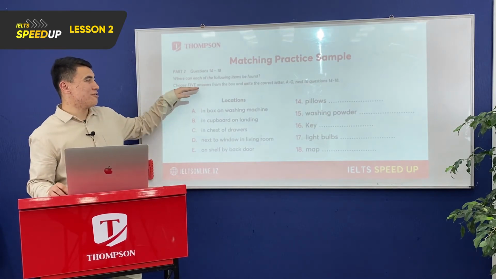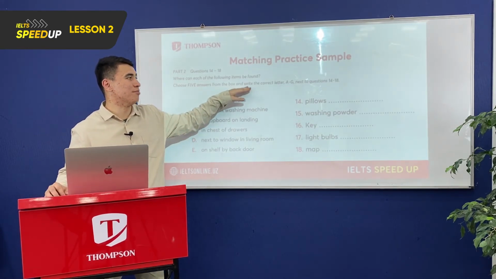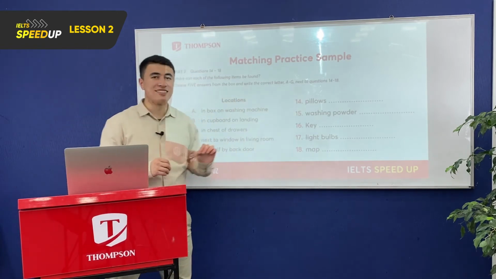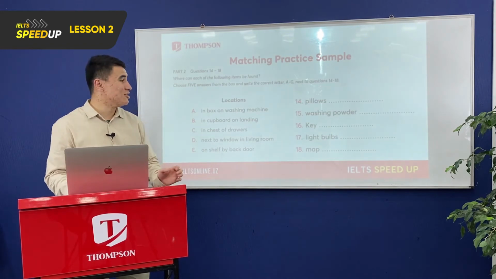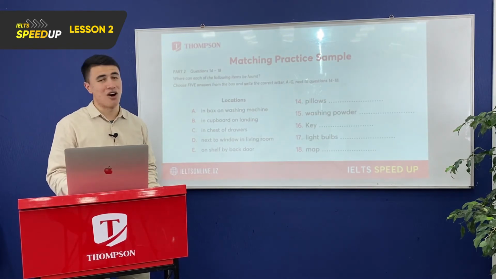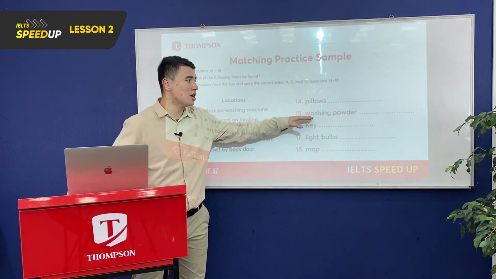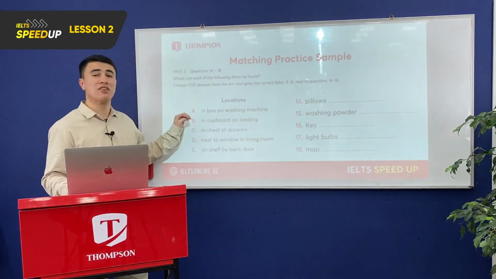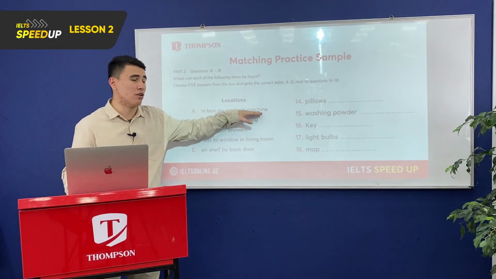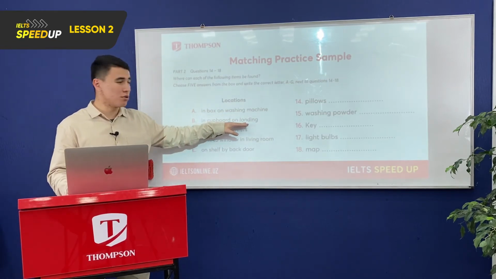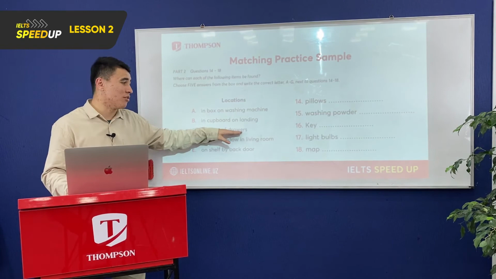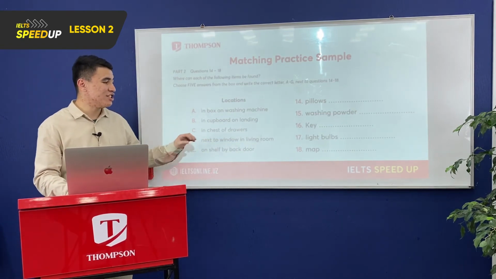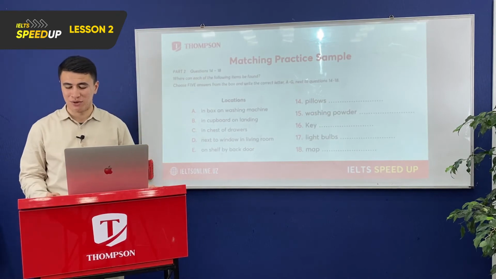So choose 5 answers from the box. So these are the locations and these are the items. The task is to identify the location of each item. So: pillows, washing powder, key, light bulbs, and map. And the locations are: box on washing machine, cupboard on landing, chest of drawers next to window in living room, and shelf by back door.